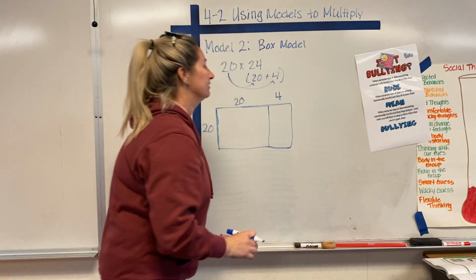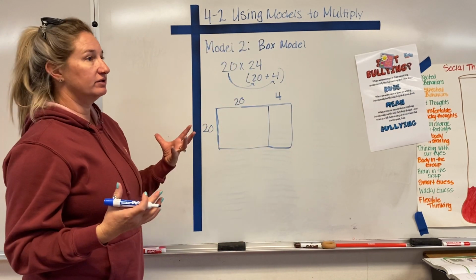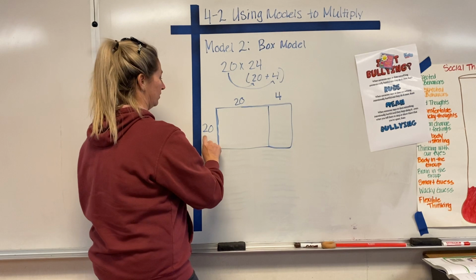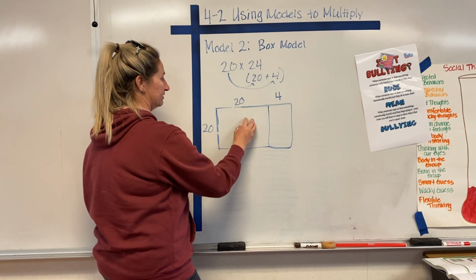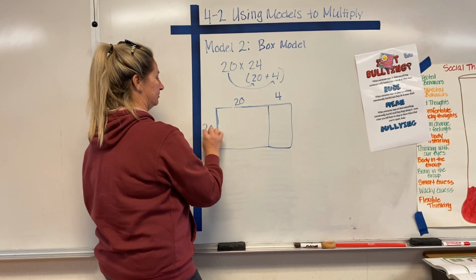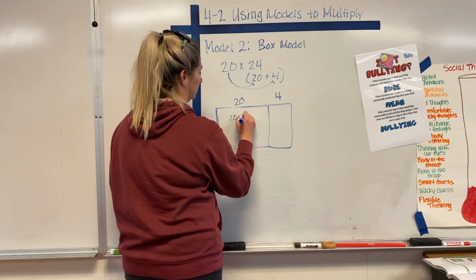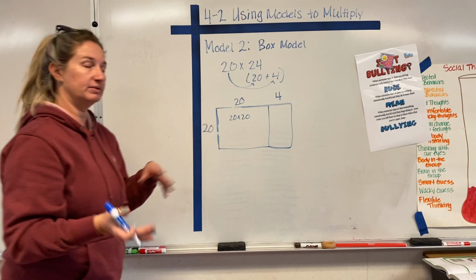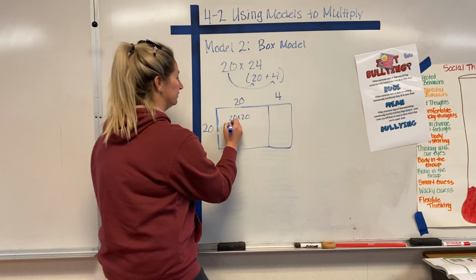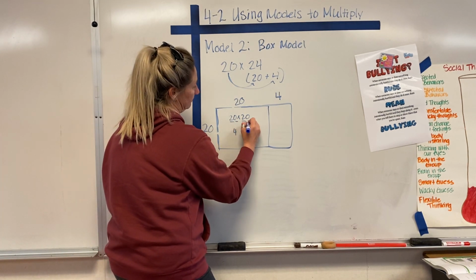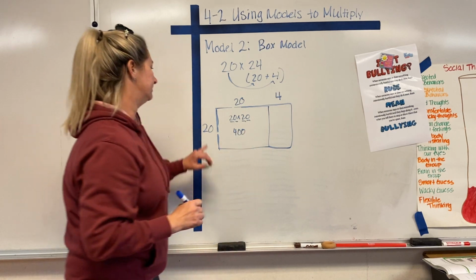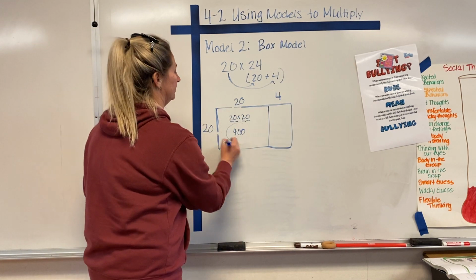Okay, so then I'm going to use this like I would use a multiplication chart, and I'm going to go over with this number and down with this number and fill in this box. So this would be 20 times 20 in this box. So this is what we did yesterday. 2 times 2 is 4, and you have your 2 zeros. Okay, so 20 times 20 is 400.